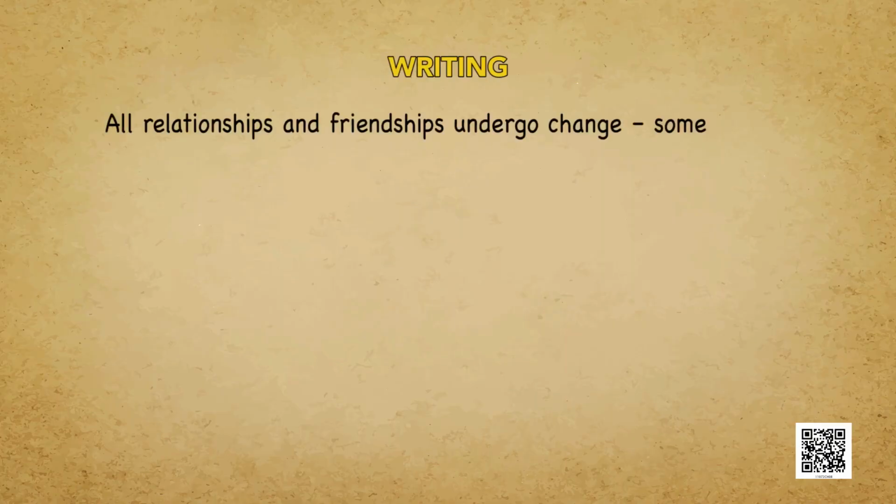Now that you are familiar with what a rhyming scheme is, I have a writing task for you. Are you ready to note down? The task is, all relationships and friendships undergo change. Yes, of course. Some deepen and some fray or weaken. Some friendships become so great that they become lifelong relationships, and some weaken. People go in different directions, they take different courses, they change cities. Sometimes the link is not there and it weakens.